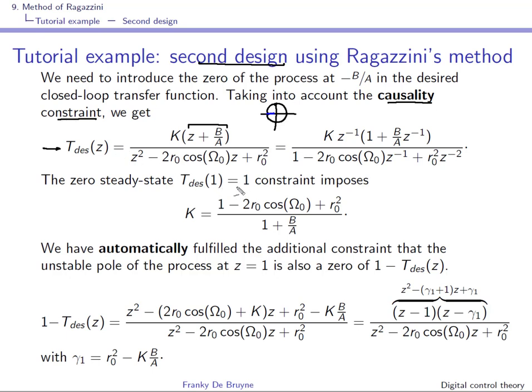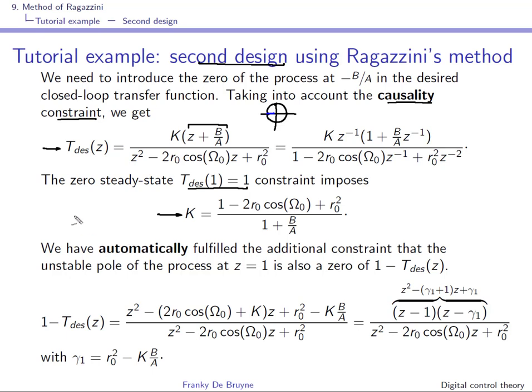What we need to do is to take the constraint on the zero steady state error into account, right? And this is imposing that the desired transfer function evaluated at z equal to 1 is 1, so that the static gain is 1. If you impose that, this will fix K, and it's easy to compute that this is what you have to choose.